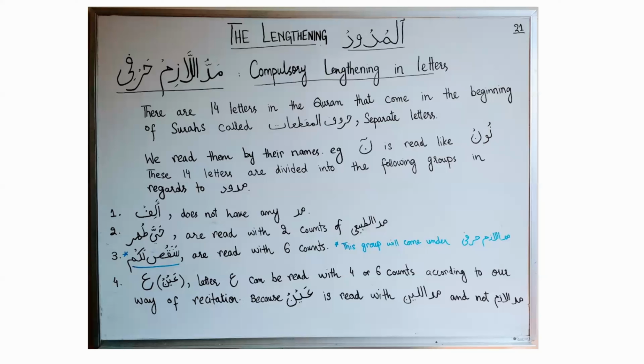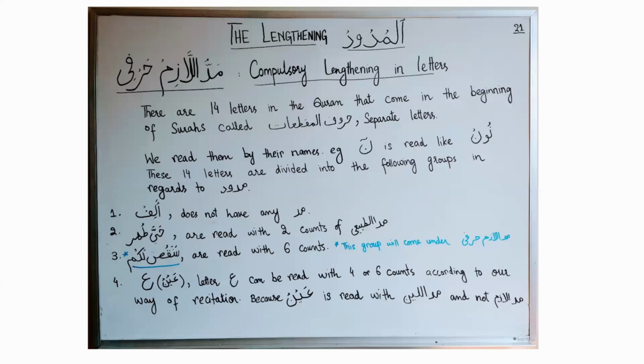They can come as single letters, for example, noon, sad, qaf. They can come as two letters together, for example, ha mim, ta sin. Sometimes they come as three letters, for example, alif lam mim, alif lam ra, ta sin mim. At times they appear in combinations of four letters, for example, Alif Lam Mim Sad, Alif Lam Mim Ra. And there is only one place where there are five letters together, and that is Kaf Ha Ya Ain Sad.